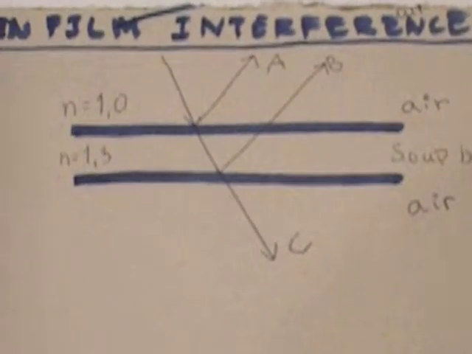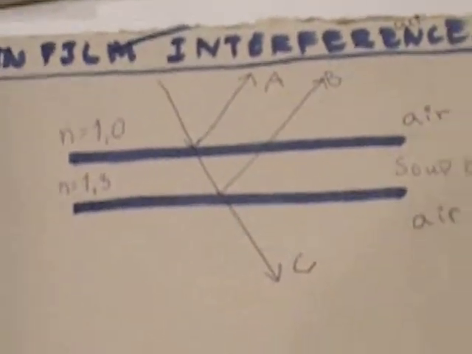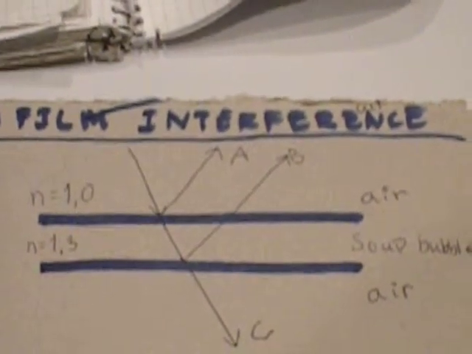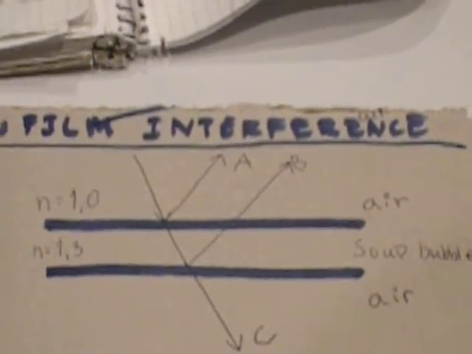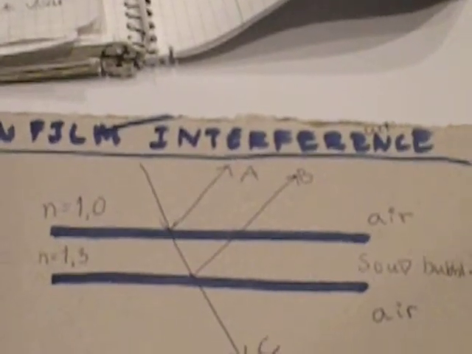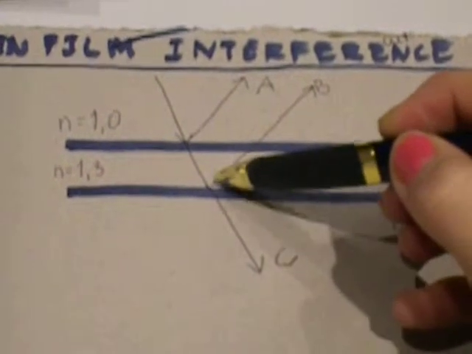Furthermore, the light can reflect in two different ways, inverted or non-inverted. In this case, the light of the top surface will be inverted, since the soap layer is a more compact medium than air. Consequently, the transmitted light reflected on the bottom of the soap bubble will be non-inverted.